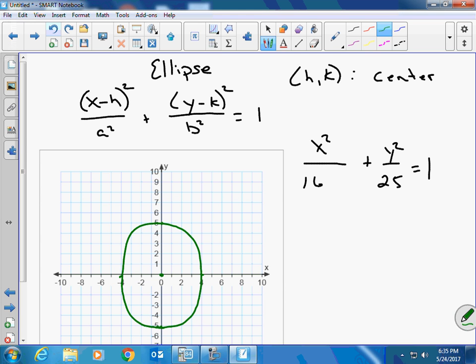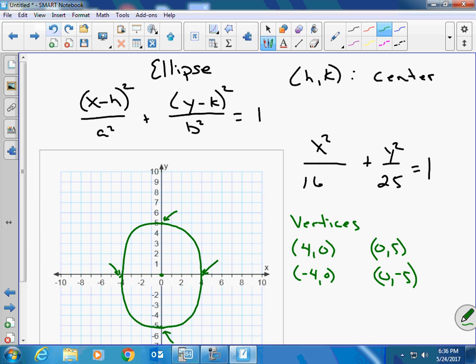We have some key things. We have what's called vertices. These points here are my vertices. The 4 points we plotted, those are my vertices. So in this case, my vertices are at (4, 0), (-4, 0), (0, 5), and (0, -5).